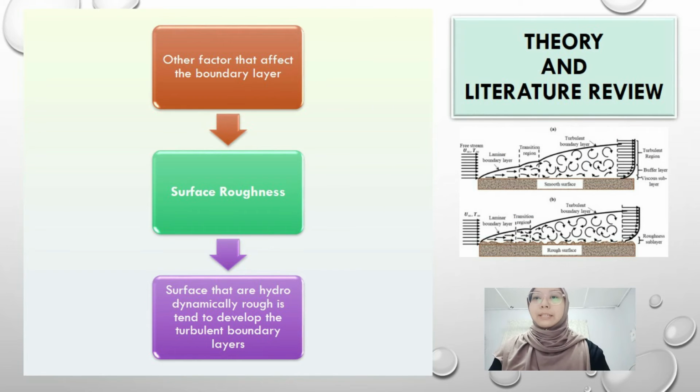Last but not least, another factor that affects the boundary layer is the surface roughness, and in many situations, a rough surface tends to develop turbulent boundary layers.